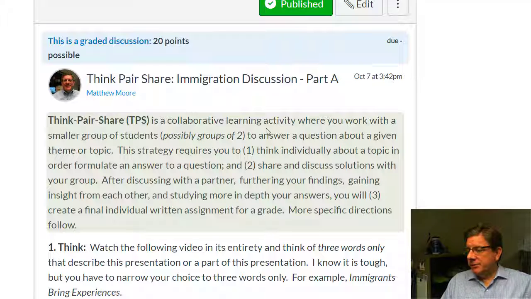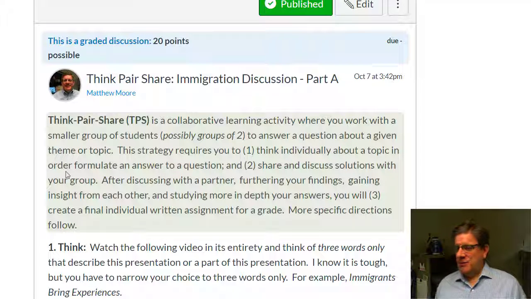It's a collaborative learning activity where you work with a smaller group of students, possibly groups of two. I'm not sure what size I'll break this into, but they're going to answer a question about a given topic or theme. So I'm kind of trying to condition them in case I decide to use this again later.